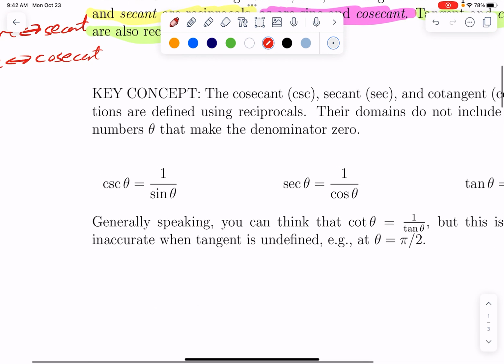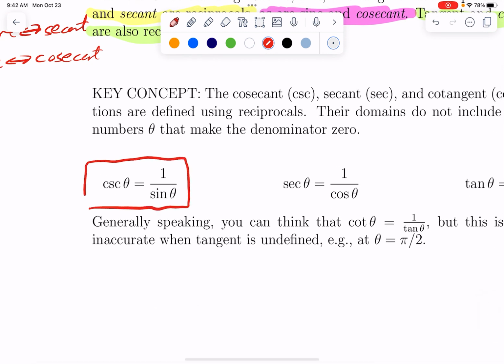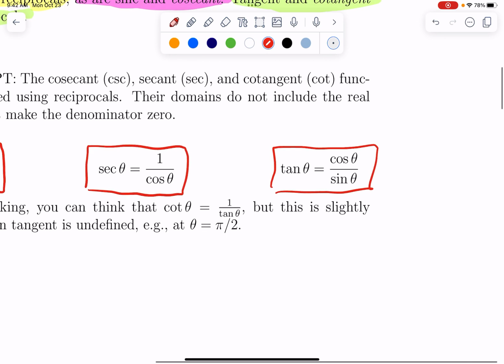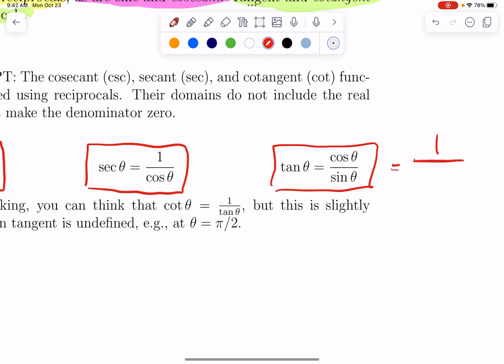So here it is written out again. Cosecant of theta, that's abbreviated CSC, is simply defined to be 1 divided by sine of theta. Secant of theta is defined to be 1 over cosine of theta. And cotangent of theta is cosine of theta over sine of theta, which is kind of like taking 1 over tangent. Technically, they're not quite the same thing because of division by 0 issues. So I'll just say usually.